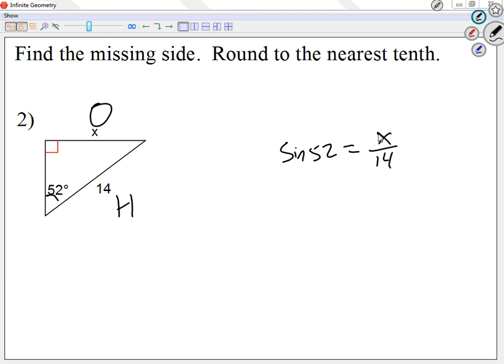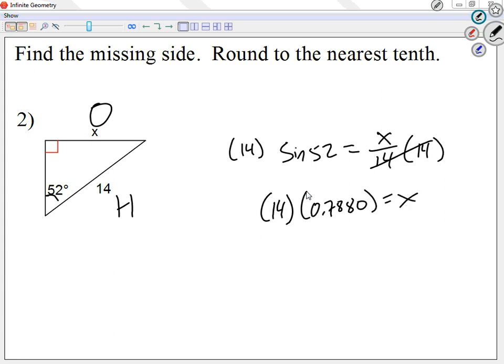Notice how the x is on top now. Like I said, sometimes the x will be on top, sometimes at the bottom. Multiply both sides by 14. So x equals 14 times sine of 52. Sine of 52 is a decimal, so let me use my list for that one. Sine of 52 is 0.7880. That's x.